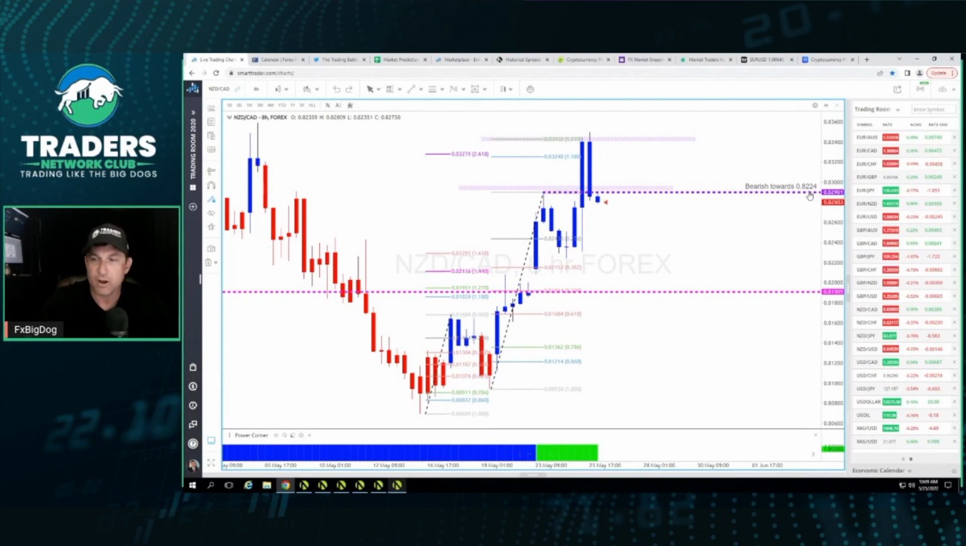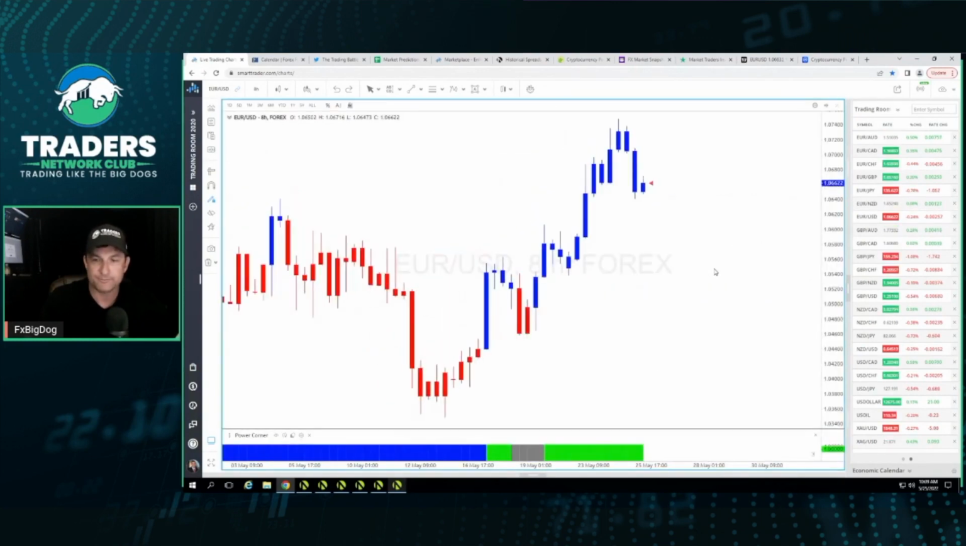And again, market on the New Zealand CAD, we're chasing after 82.24. And if I go to one more pair before we jump into some of the requests that have come through, take a look at the Euro US dollar right here.